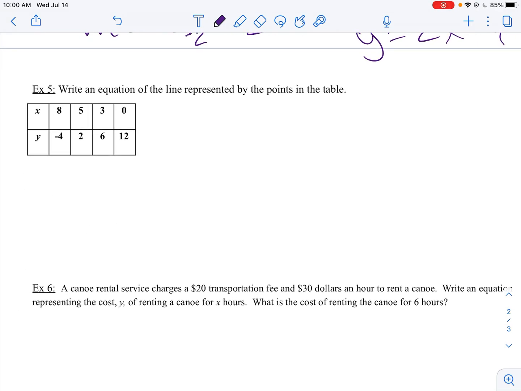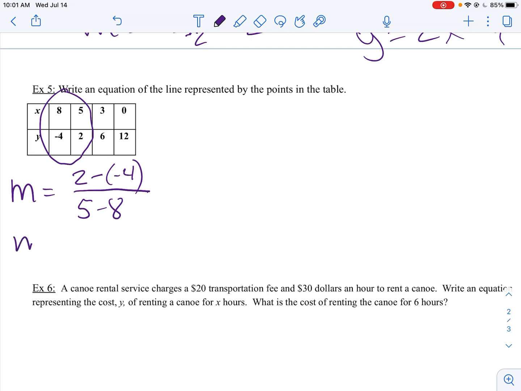This one, it's the same thing. I just need to pick 2 points, and I'll just pick these first 2 points. It doesn't matter which points I use to find my slope. So 2 minus -4 over, since I used 2 first, I'm going to use 5 first. So remember, that turns into a plus sign, so I get 6 on top and -3 on the bottom, so I get -2.